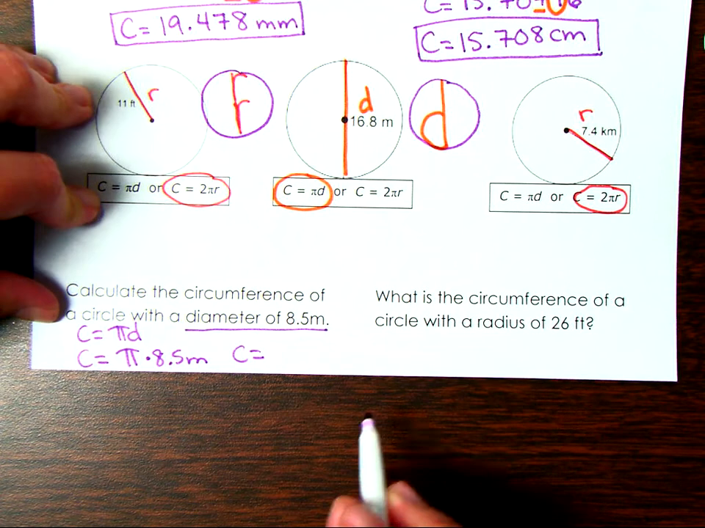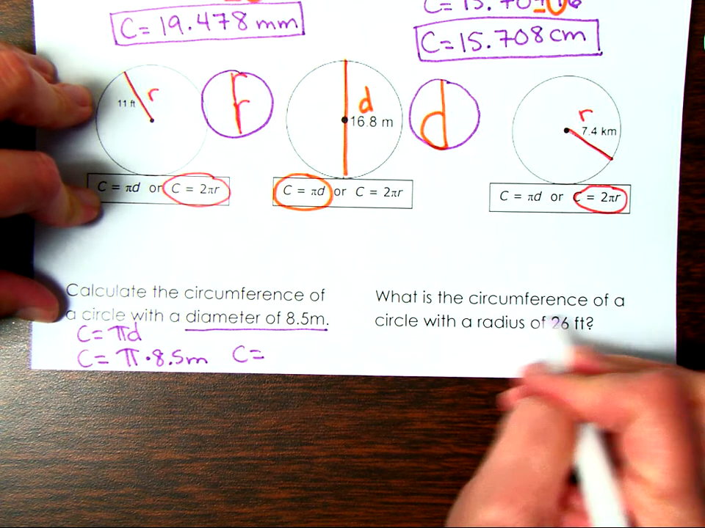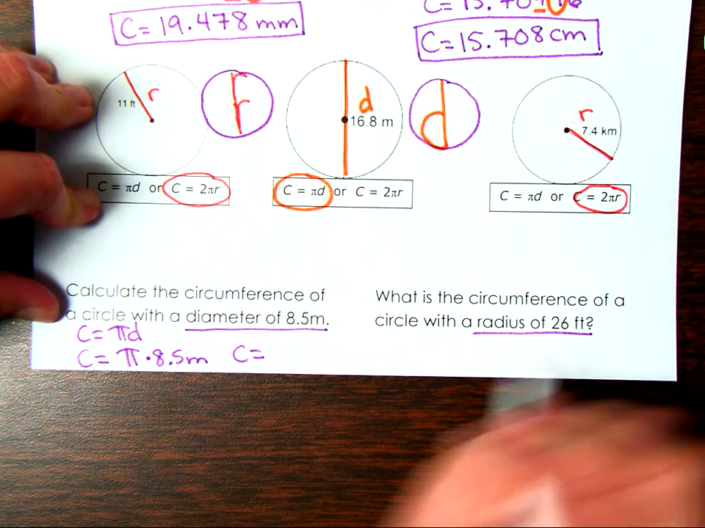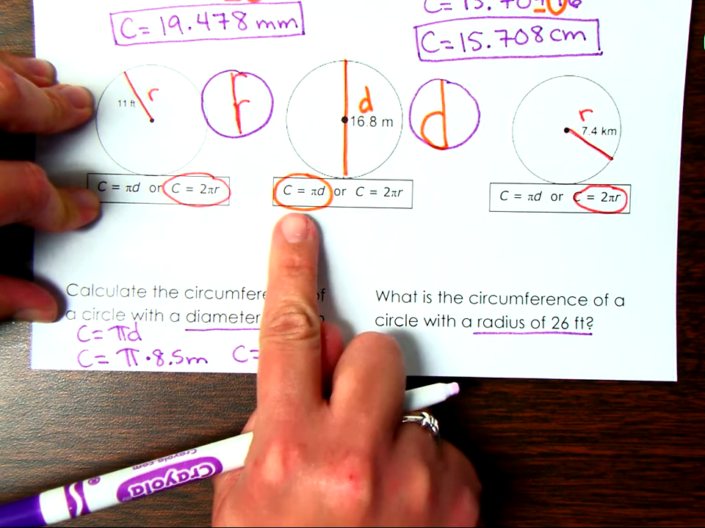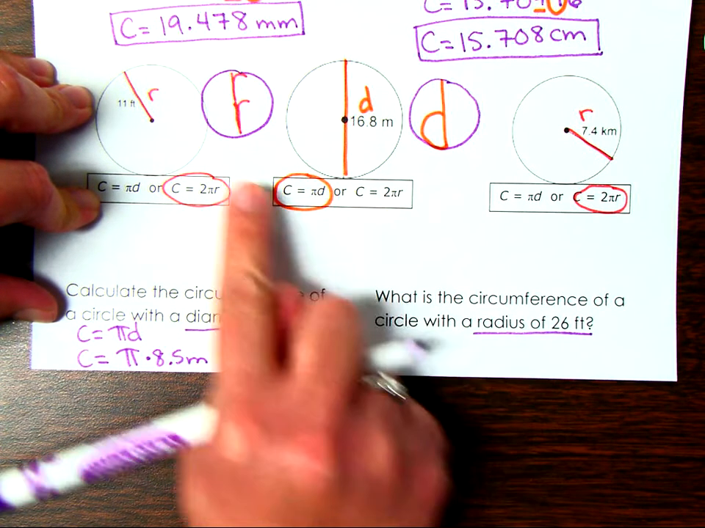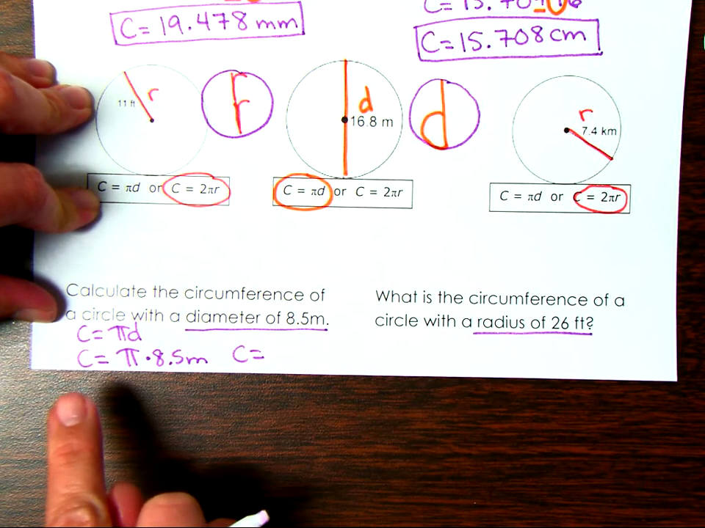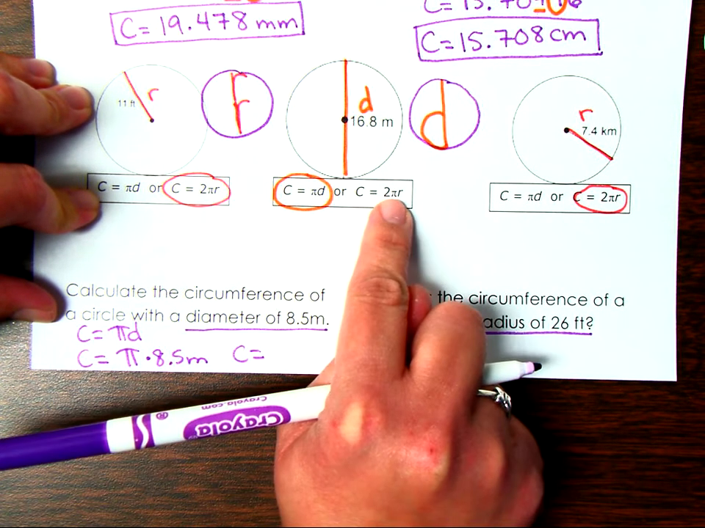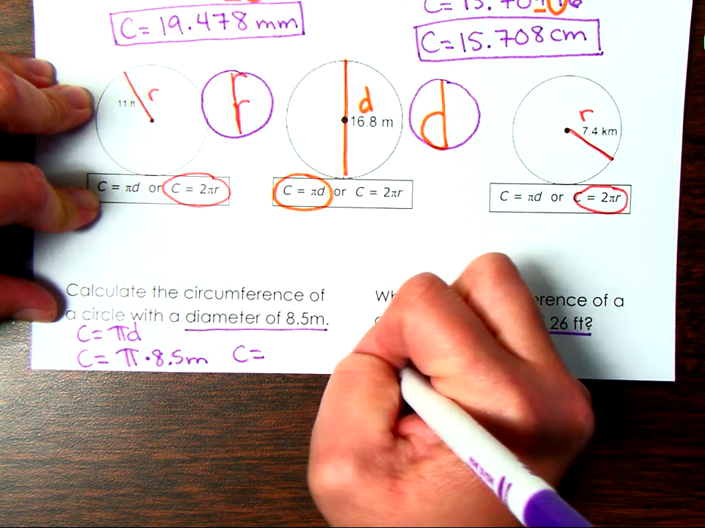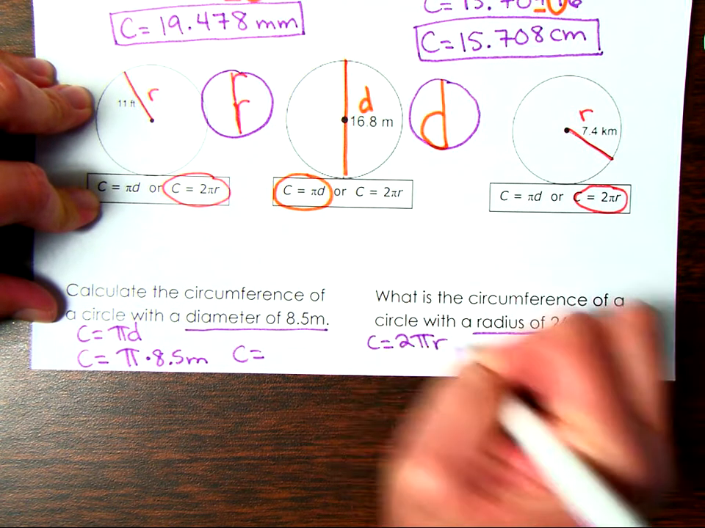Okay, I'm going to set this other one up and then we'll solve them. What is the circumference of a circle with a radius of 26 feet? Well, again, which formula am I going to use if they're giving me the radius? So the radius, I'm going to use this one. So my formula is c equals 2 pi r.